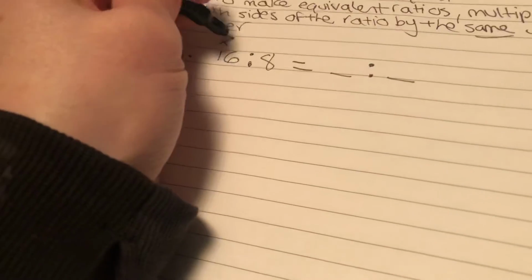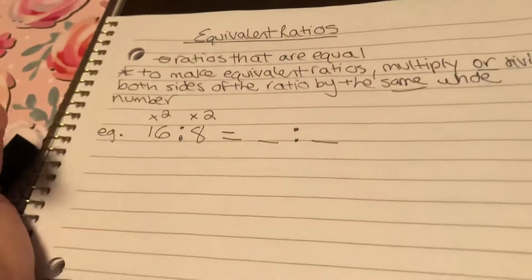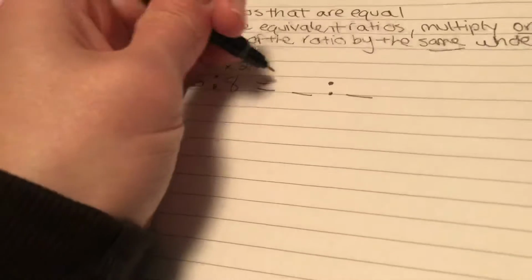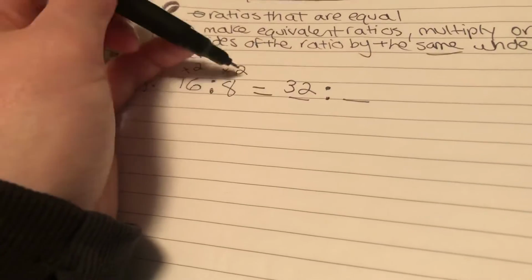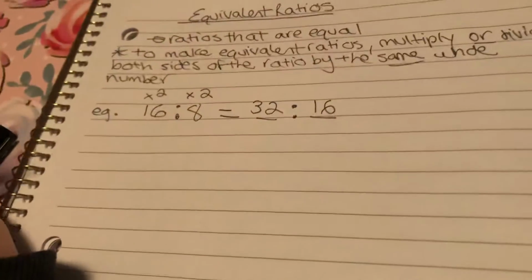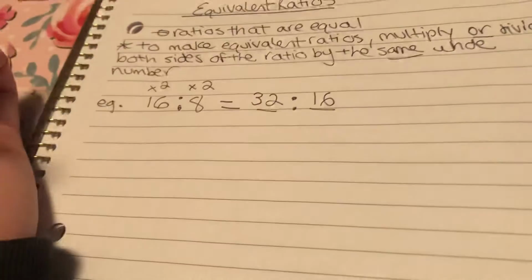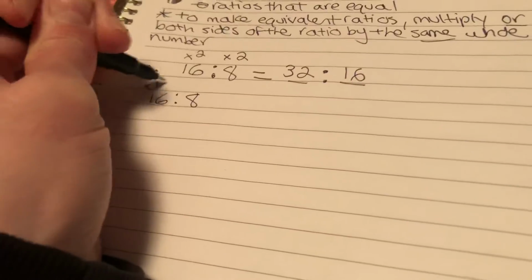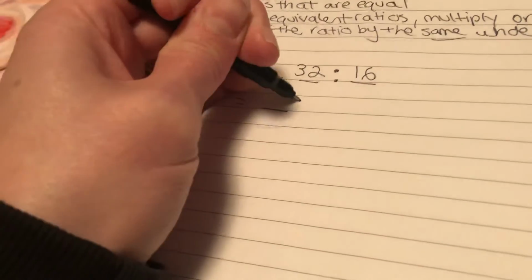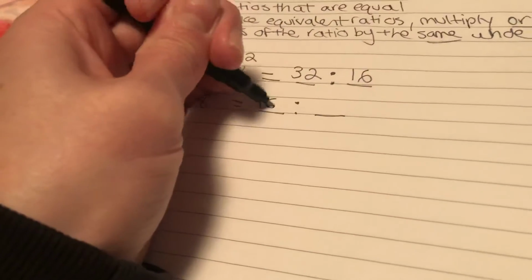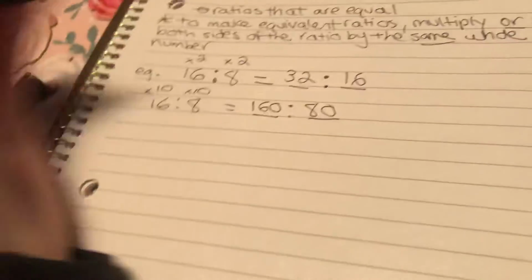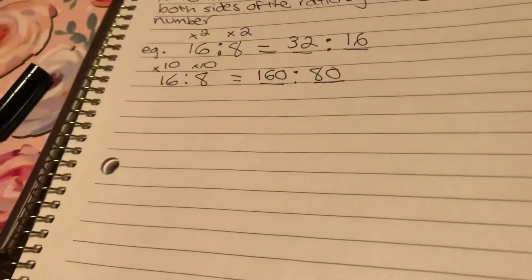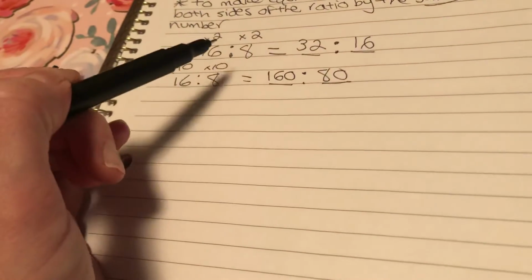So for example, I can do 2. So you can always multiply both sides of a ratio by 2 and you'll end up with an equal ratio. So 16 times 2 is 32 and 8 times 2 is 16. Okay, so that would be one for multiplying. Again, I could multiply by any other whole number. So I could multiply both sides by 10 and get an equal ratio. So 16 times 10 is 160, 8 times 10 is 80. So again, the number of equivalent ratios by multiplying is infinite. It just goes on and on and on.